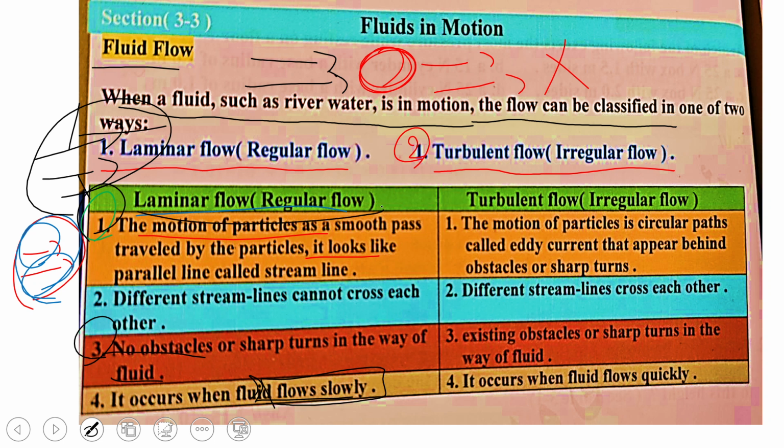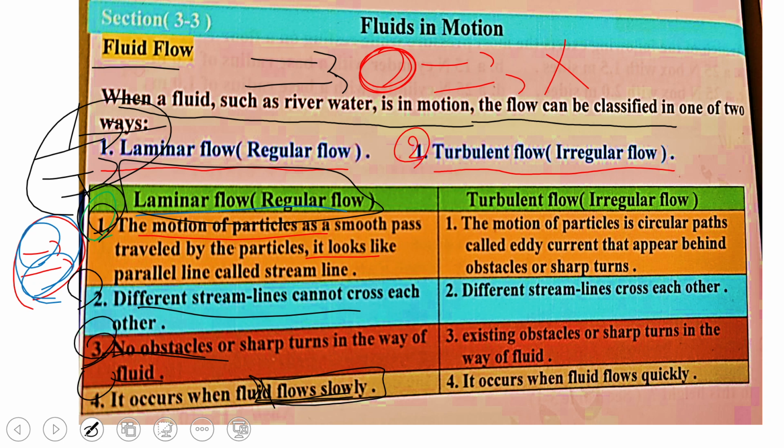So laminar flowing: the first property, the motion of the particles is smooth and the streamlines are parallel. Rule number 2, different streamlines cannot cross each other. Rule number 3, nothing comes on the way, no obstacles. And rule number 4, the speed or velocity is slow.